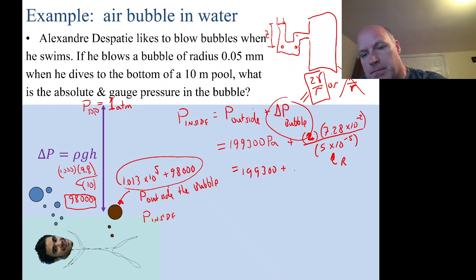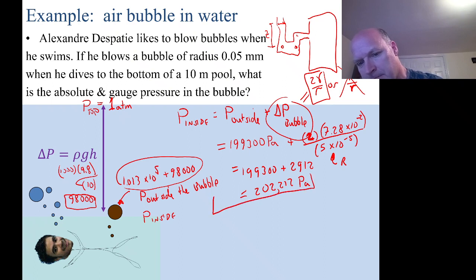So, pull out my calculator, and I got 2912. Add that up, and I get 202,212 Pascal. Pressure in. And that's absolute.